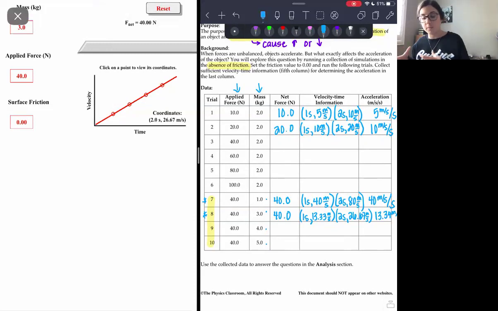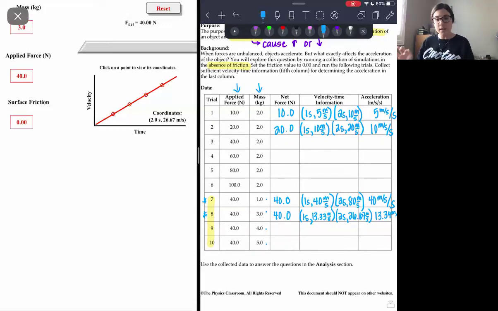So when we talk about this block, a 1 kilogram block versus a 3 kilogram block, the 3 kilogram block is going to resist speeding up more than the 1 kilogram block is. So when I use a 40 Newton force on both of these blocks, I'm going to see the object with less inertia, the 1 kilogram block, speed up much more than the block with more inertia, the 3 kilogram block, because it's going to resist changes in motion more.